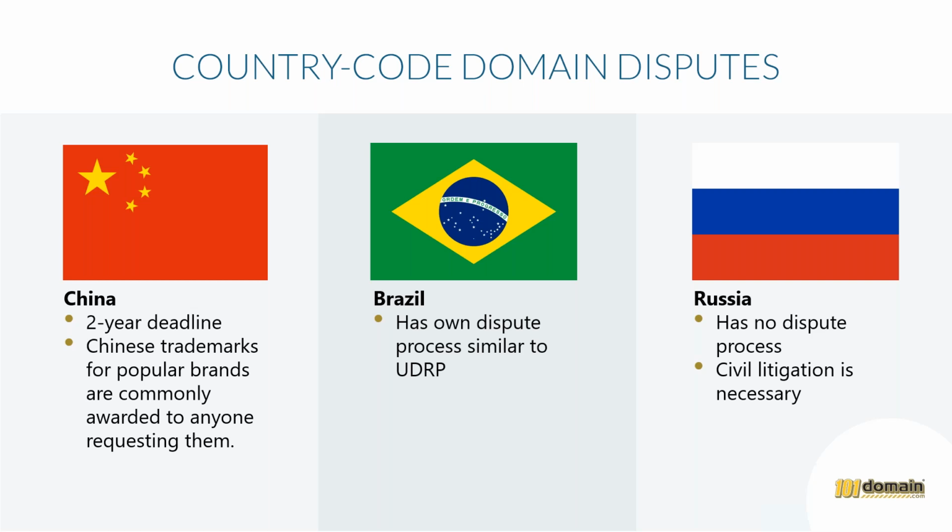So for instance, China has a 2-year deadline, and this has come up a lot with people lately. When you're not monitoring your brand's name and then all of a sudden you have these reports of names that are very much in infringement of your brand, and they're over 2 years old, China doesn't allow you to dispute those anymore, other than using a civil suit. Chinese trademarks also will override other trademarks outside.